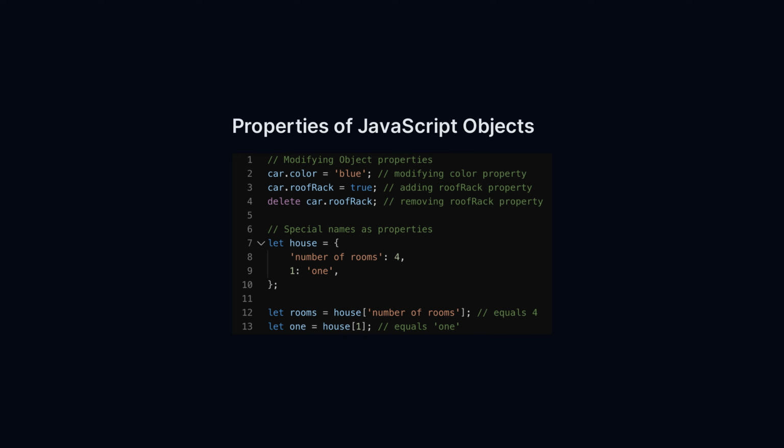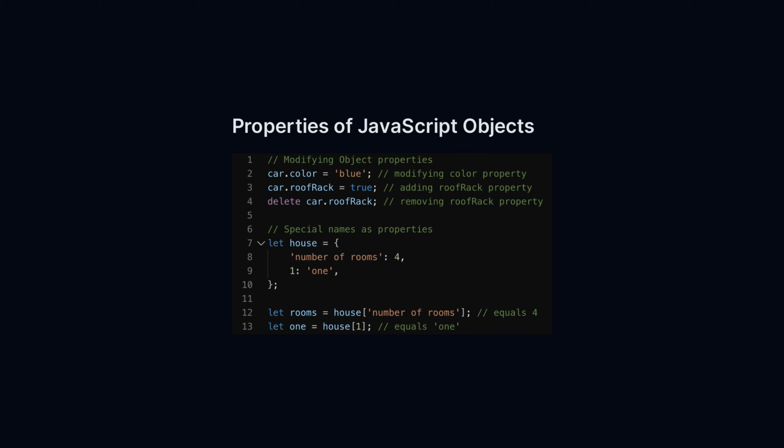Properties are a significant aspect of JavaScript objects. They describe the object, just like color, make, and model specify our car object. Modifying these properties is as straightforward as defining them. To switch the color of the car object to blue, you simply need to reassign the color property to blue. It's as simple as that. Creating new properties or deleting existing ones is equally undemanding. With a simple command, you can add a roof rack property to our car object or remove it altogether.